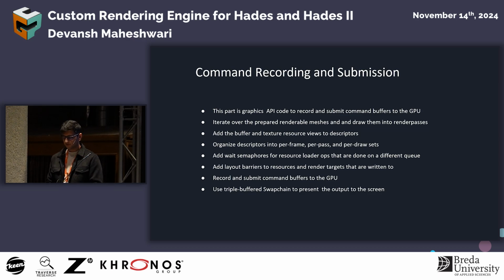We also add our wait semaphores for any of the resource loader operations that we have asked for. They happen on a different queue, or if it is available, for example, the copy queue. For some APIs, we also have to add layout barriers to change the resource states. So for example, any render target that we have written to, and now we want to use it as a render target again, then we have to apply these layout barriers. And finally, we record all of this to our command buffers and submit it to the GPU. For presentation, we use a triple buffer swap chain, and finally, we have our output on the screen.